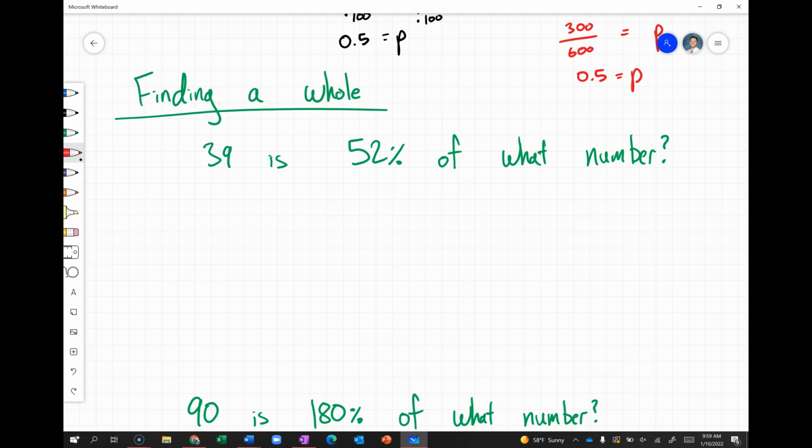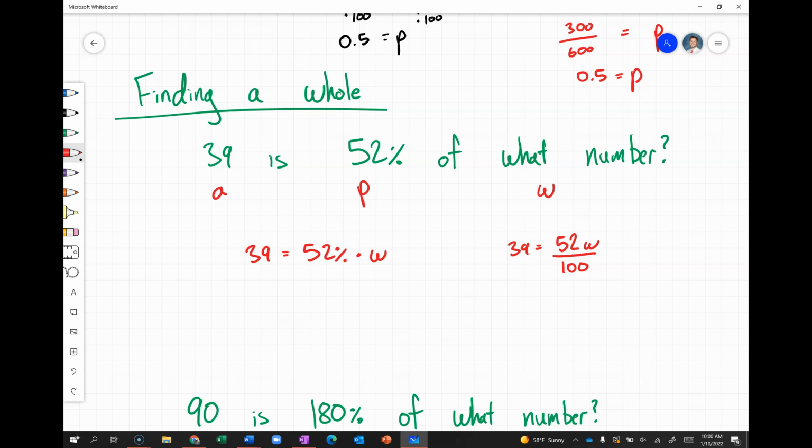Okay, now finally, finding the whole. So 39 is 52% of what number? So 39 is A, 52 is P, and what number would be the whole? W. So 39 equals 52% times W, or 39 equals 52W over 100.